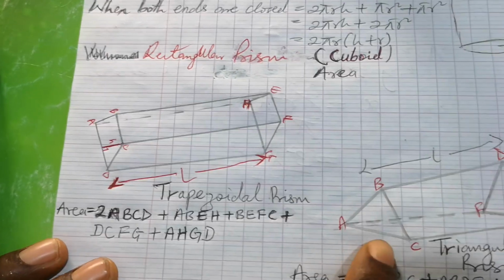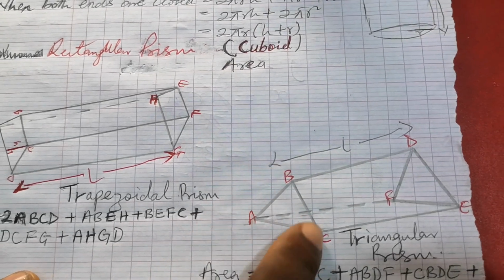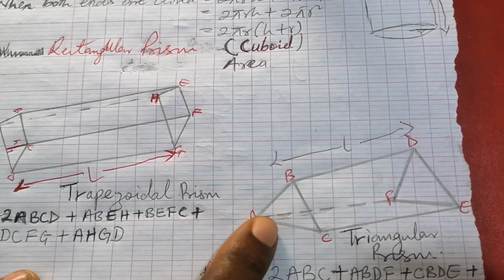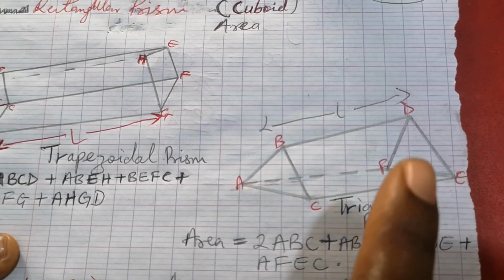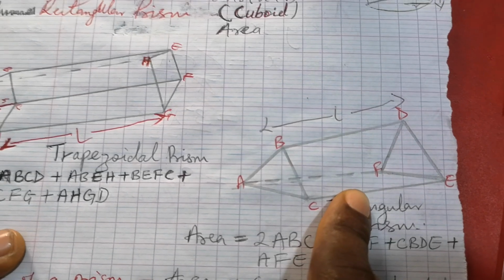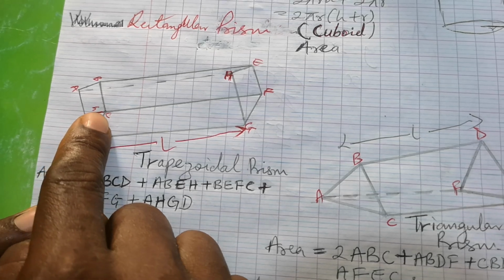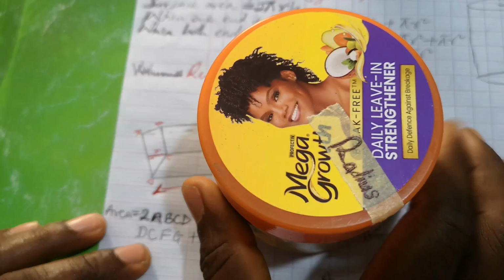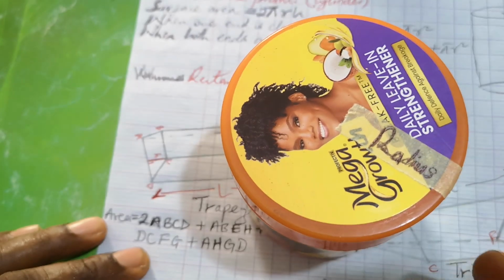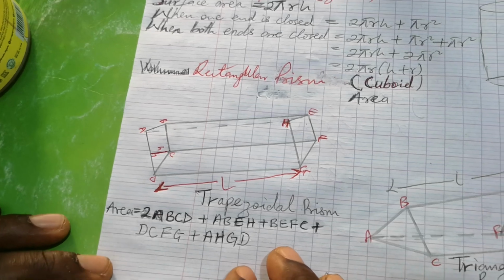Then if the cross-section is a triangle, like this one, we call it triangular prism. So this is an example of triangular prism. So we have triangular prism, we have trapezoidal prism, we have rectangular prism like the one I have here. Now, this is a prism also, but we call it cylinder. Cylinder is a kind of prism. Okay, now let's take their areas and the volume.